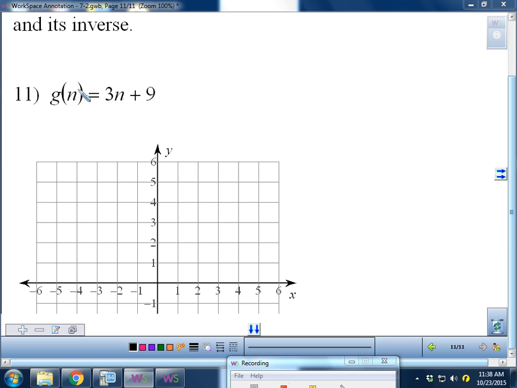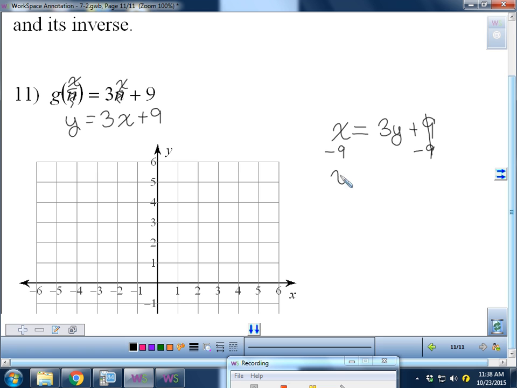Alright? And I don't like the ends, so let's just replace the n with an x. Okay? So that would make this y equals 3x plus 9. So if I switch the x and the y, I get x equals 3y plus 9. And then I'm going to solve for y. So I subtract 9. I get x minus 9 equals y. I divide by 3, both sides.